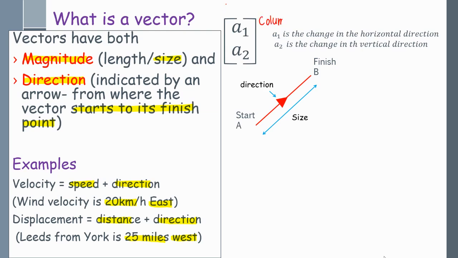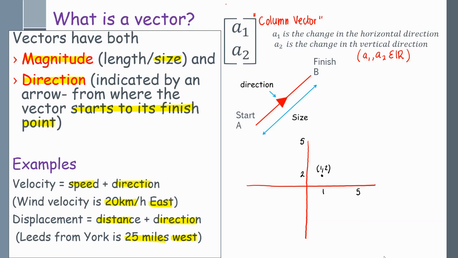They can also be denoted or written as what we call column vectors, where A1, the first component, is the change in the horizontal direction, and A2, your second component, is the change in the vertical direction. I'm going to draw in 2 points. Point A is 1, 2, and point B is going to be the point 5, 5.